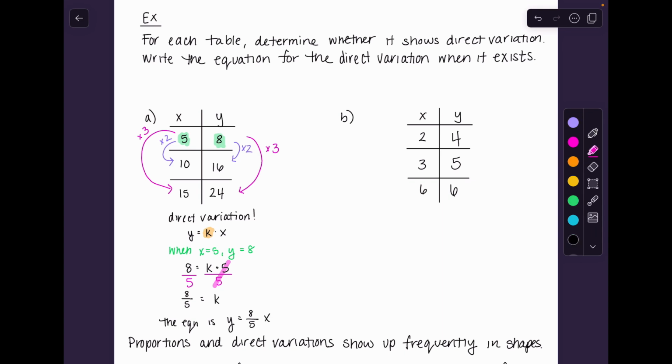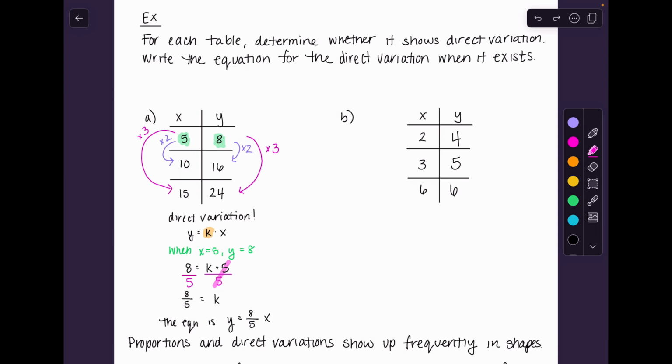And you could then go back, and if you plug in 10 for x, you should see that your y value is going to be 16. Likewise, if you plug in 15 for x, you should see your y value is 24. So you can verify that you do have the correct one.